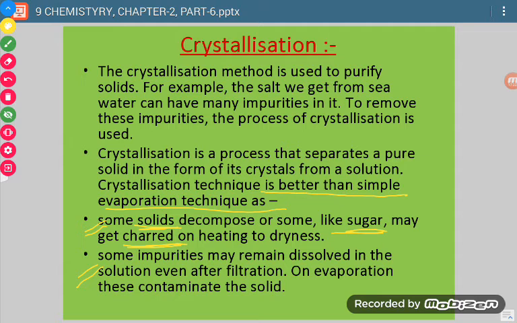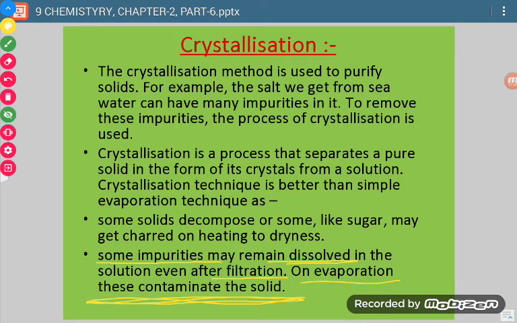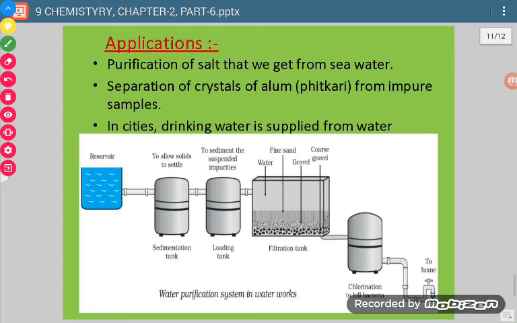Now, one more thing: there may be some impurities which remain dissolved in the solution even after filtration. On evaporation, these will be present as contaminants. Contamination and adulteration are one and the same thing. So suppose there are such impurities, then in the crystallization process those impurities will also get removed. So crystallization is always better than simple evaporation.